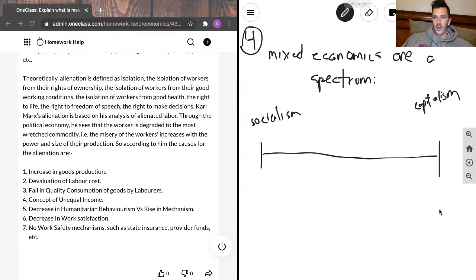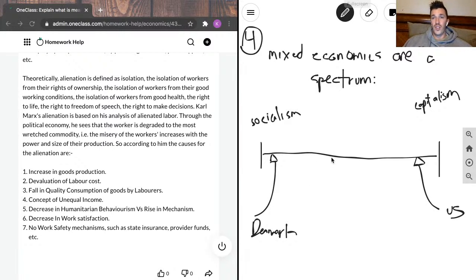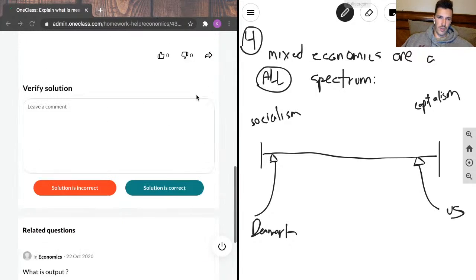And on the spectrum, I'd imagine the US is probably down here somewhere. Most developed nations are pretty capitalist. On the socialism end, we're probably going to have somewhere like, I believe Denmark is effectively socialist, China, etc. So the gist of this is saying that all economies are mixed economies, but some will be closer to one end of the spectrum and others will be closer to the other end of the spectrum.